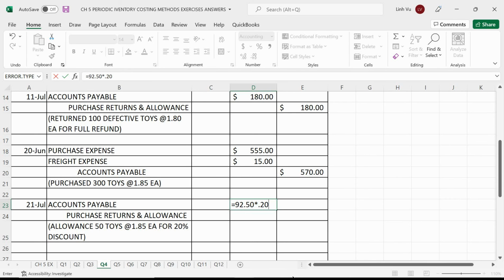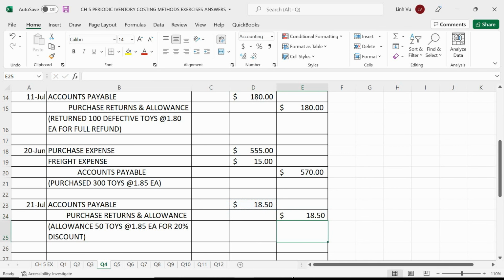So now 92.50 minus. Not minus. I'm trying to figure out what 20% of 92.50 is, not subtracting 20%. How do I do it in the calculator? We multiply it to find out what the percentage is. So we do 92.50 times 0.2, and it's going to be 18.50.